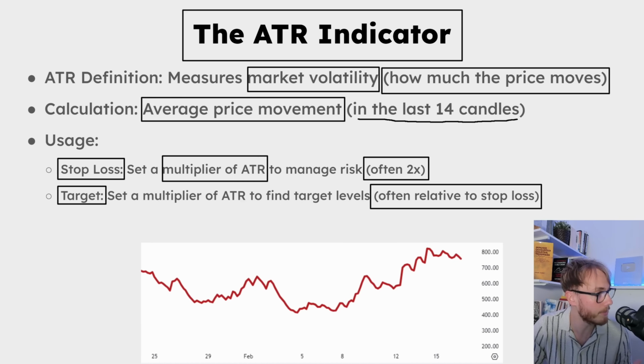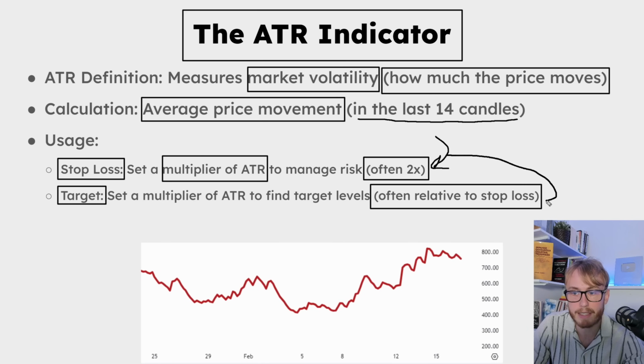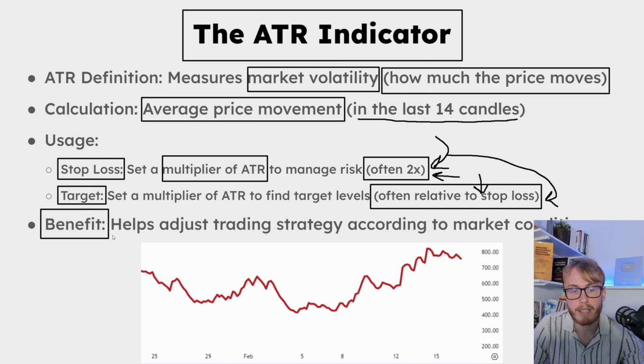Many times you base the stop loss on the ATR, and then you base the target on the actual stop loss. So both the target and the stop loss will be based on the ATR, but it's easier to base the target off the stop loss, if that makes any sense. The benefit of the ATR is that it can help us adjust our trading strategy according to the market conditions, or in other words, according to how much the price moves on average.